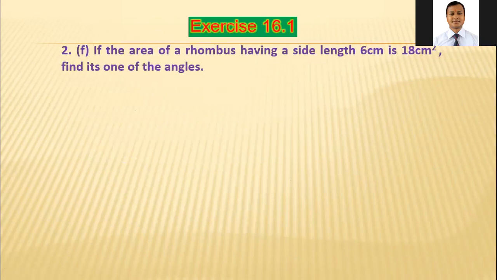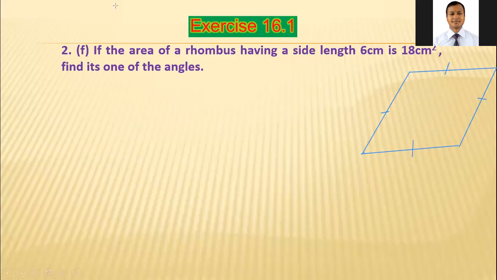2F. If the area of rhombus having a side length 6 centimeter is 18 cm square, find one of its angles. So the given thing here is rhombus. Rhombus means a parallelogram having all sides equal, or a quadrilateral having all sides equal. A quadrilateral whose all sides are equal is called rhombus. And here also we have to use the formula for area of parallelogram because it is also a type of parallelogram.